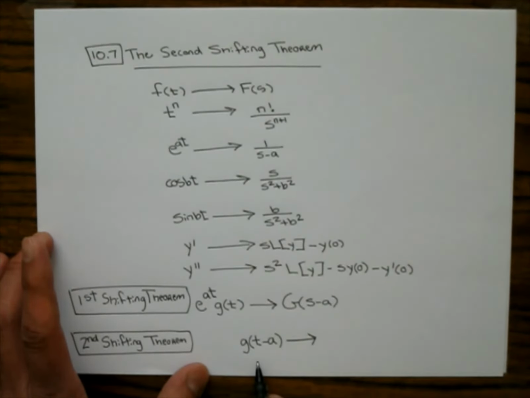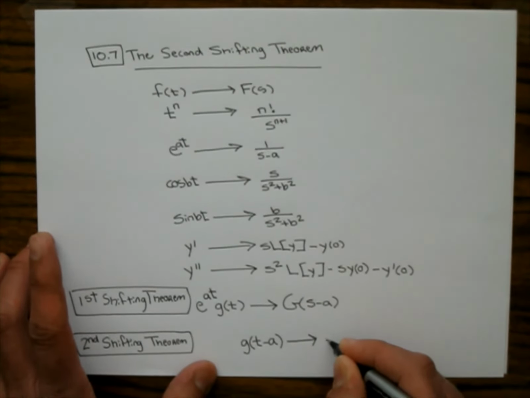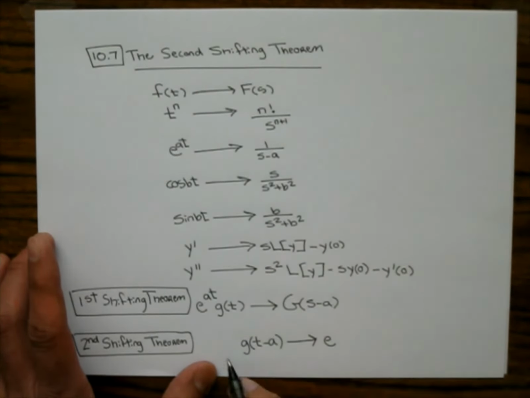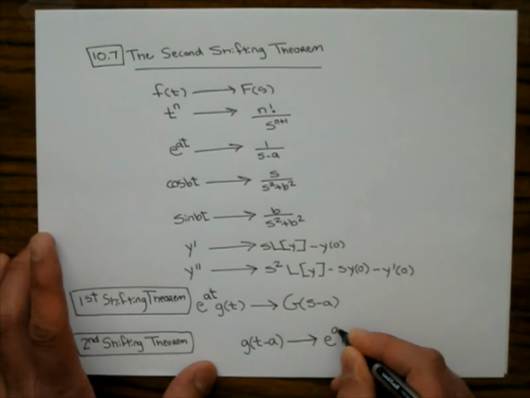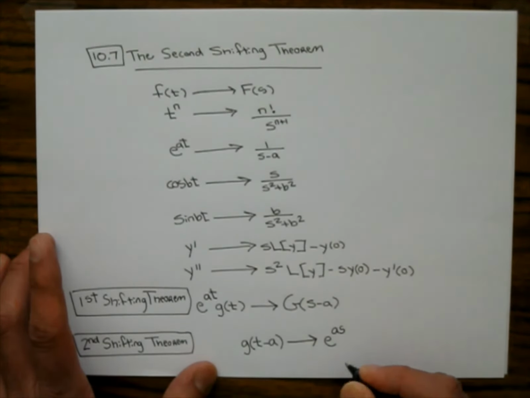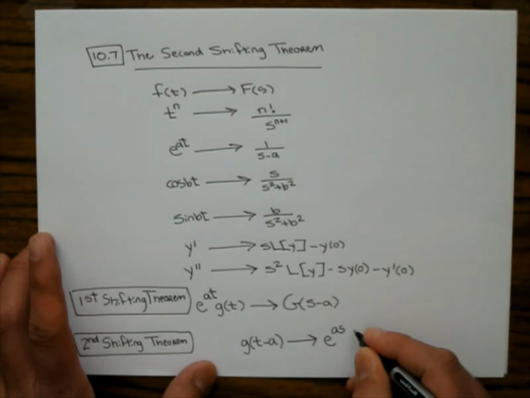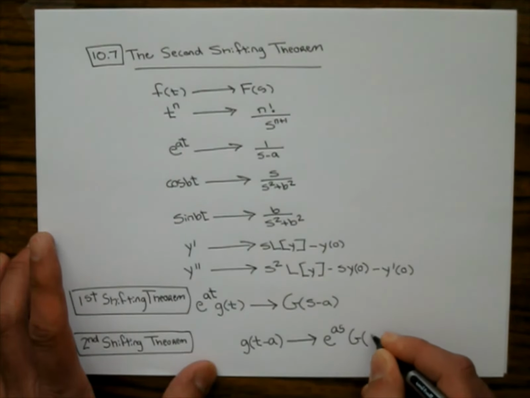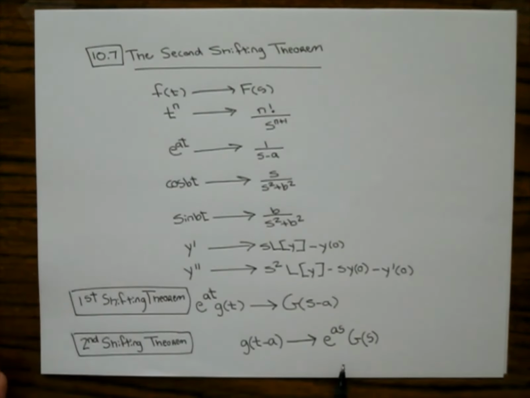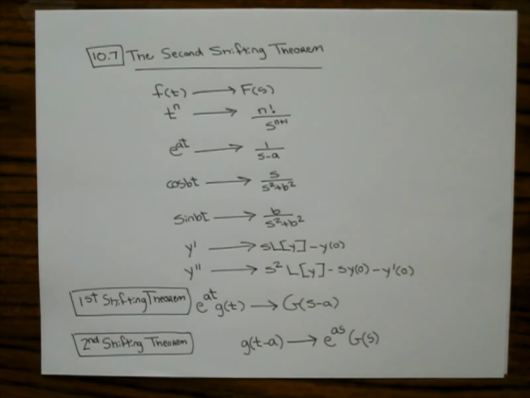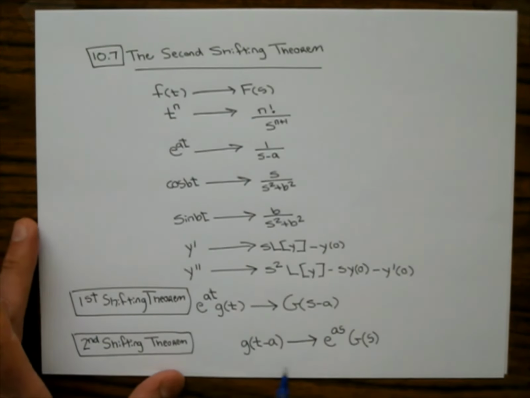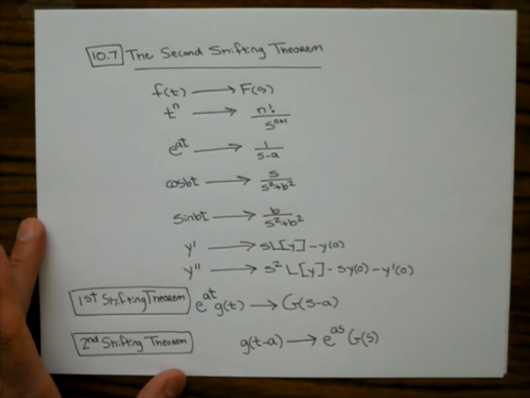The shift would be on the left. The e to the at would be on the right side. So it would be e, and it wouldn't be t, it would be as. And then you would have a g of s there. So maybe you can see that there's some symmetry going on with this one and this one. But we don't live in a perfect world. And so what we have to do is tell you what the real second shifting theorem is.